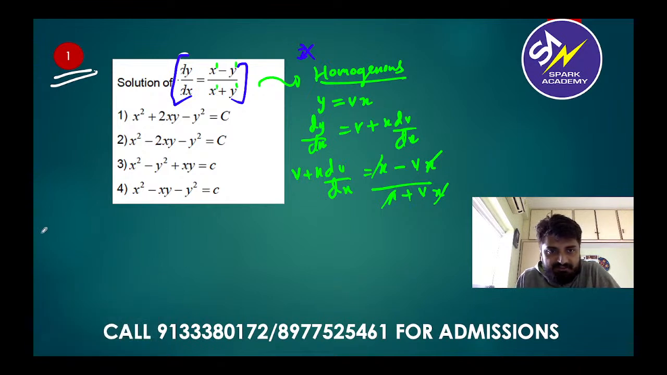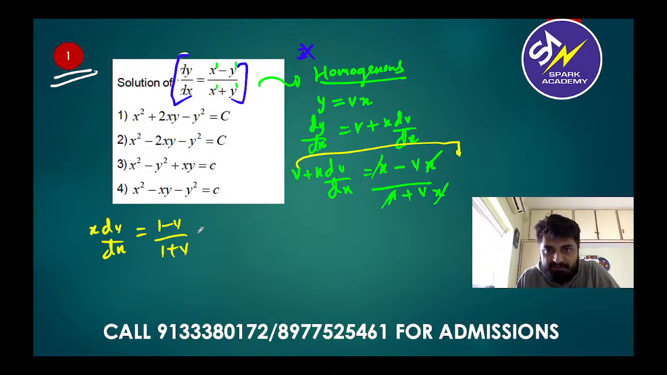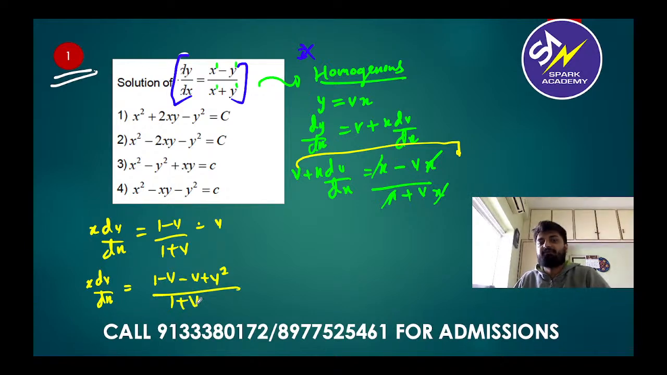So let me solve this. v also I will take to the other side. So I'm getting x dv by dx equals 1 minus v by 1 plus v, minus v basically. So what will you get now? x dv by dx is equal to, if you simplify, (1 minus v plus v square) whole divided by 1 plus v, I'm getting. Correct? Everybody please?